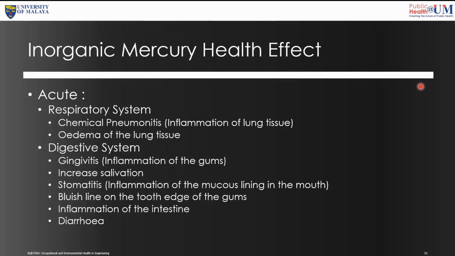When you are ingesting mercury, in the digestive system you get gingivitis, inflammation of the gum, increased salivation, stomatitis, inflammation of the mucous lining of the mouth, blue line at the tooth edge of the gum, inflammation of the intestine, and it causes diarrhea. So the inflammation is internal, and externally you will get diarrhea as a symptom.